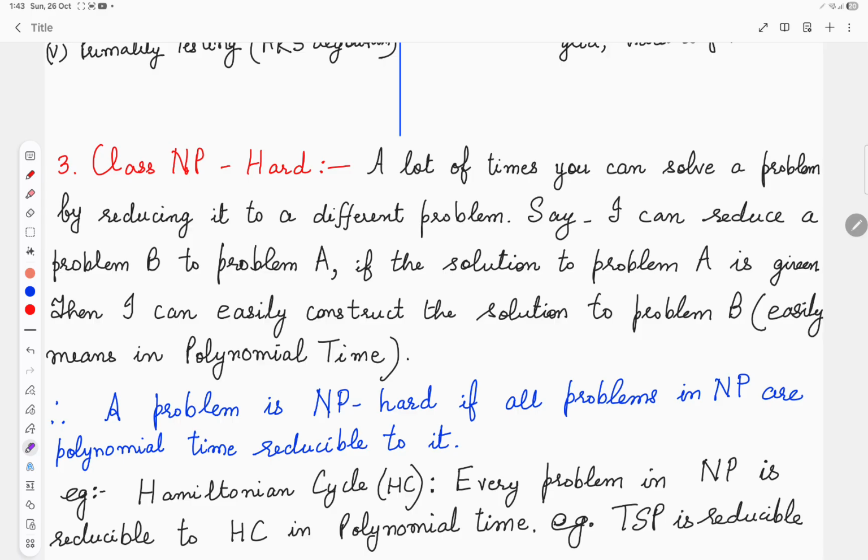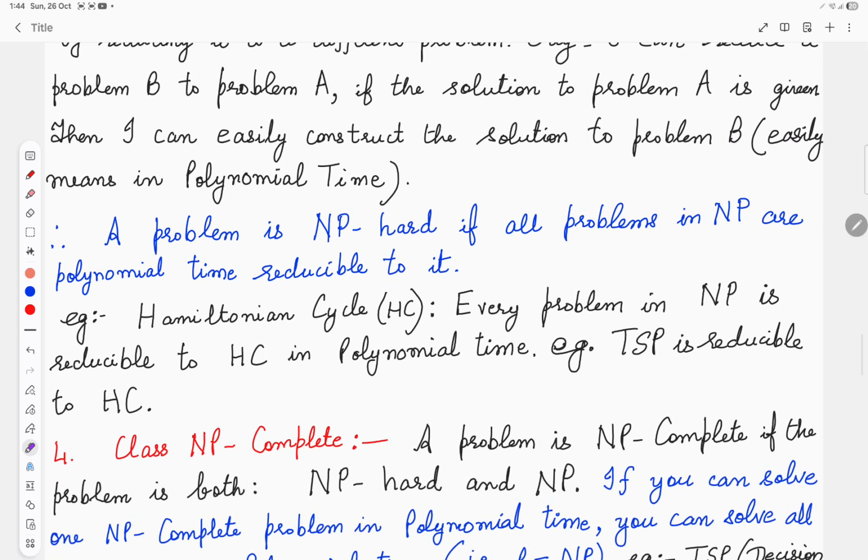For the problem for which we are trying to find a solution, we reduce that problem to another problem, and we know the solution to that other problem. If that is the case, we can find the solution of the original problem. So if I can reduce problem B to problem A, and the solution to problem A is given or known, I can easily construct the solution to problem B. Easily means in polynomial time.